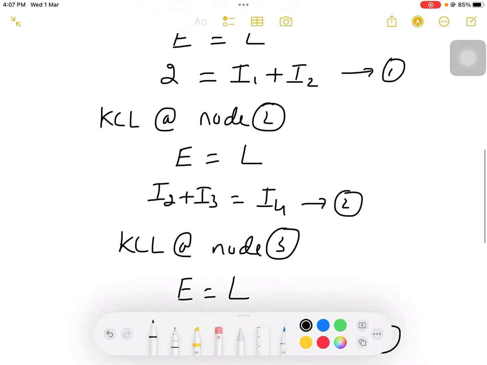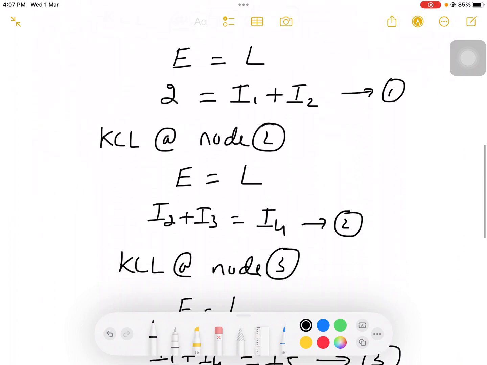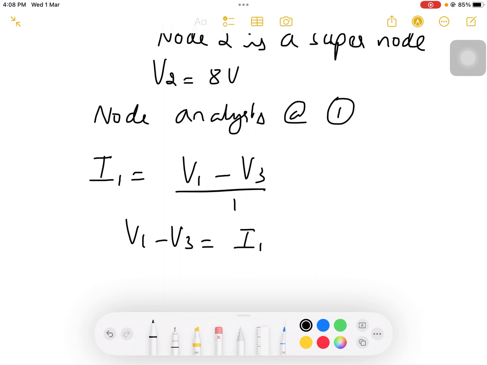If you go back here, current I1 is here, right? So current I1 can be written as, there are 2 voltage nodes, V1 minus V3 divided by the resistance, which is 1 ohm. So I1 is V1 minus V3 divided by 1, or I can also write V1 minus V3 is equal to I1. Let me take this as equation number 4.